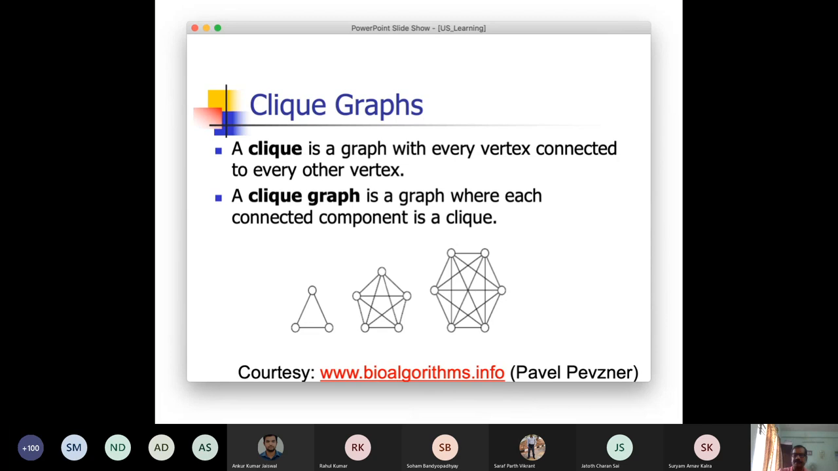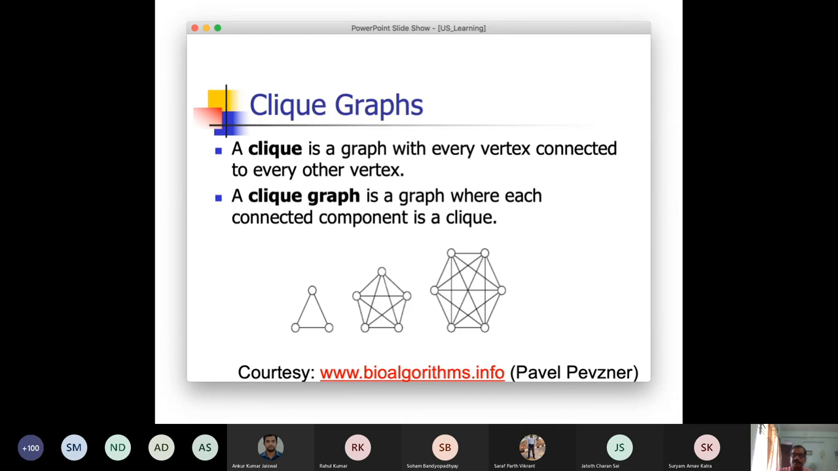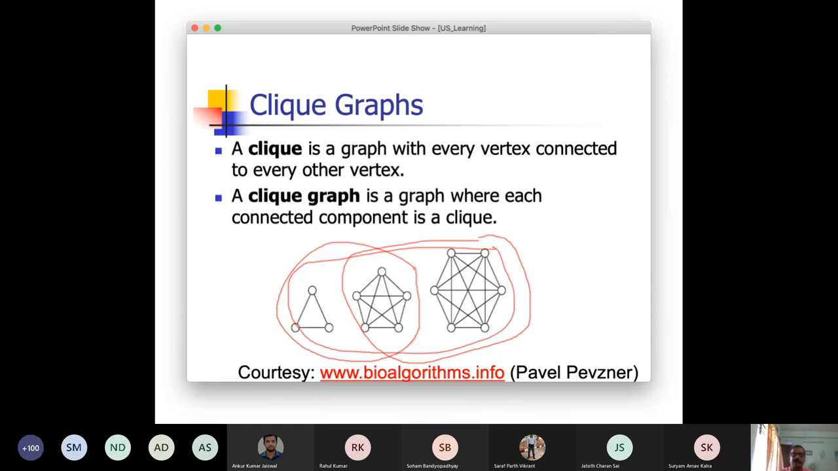Even if you take the union of any combination of these three partitions, like you take, for example, these vertices, even this graph is also a clique graph. This graph is also a clique graph. This graph is also a clique graph, right? Individually also they are clique graphs, I mean, if you consider only those three vertices. So, I hope it is clear to you what is meant by a clique graph.